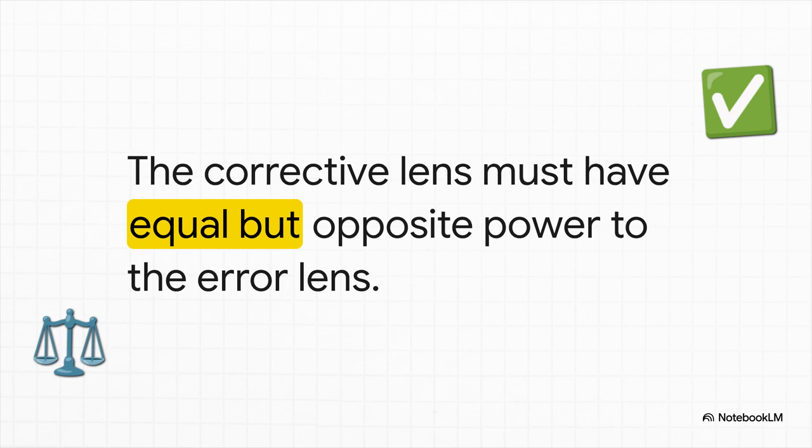A +4 error lens needs a -4 corrective lens. A -2 error lens needs a +2 corrective lens. Now here is your clinical caveat. This rule holds true except for whatever minor adjustment you might need to make to account for vertex distance, which we'll actually touch on a little bit later.